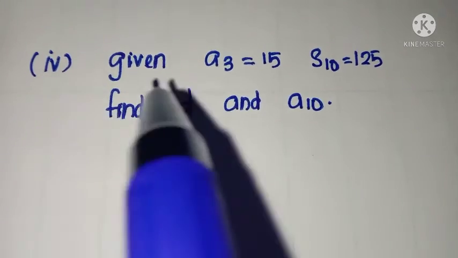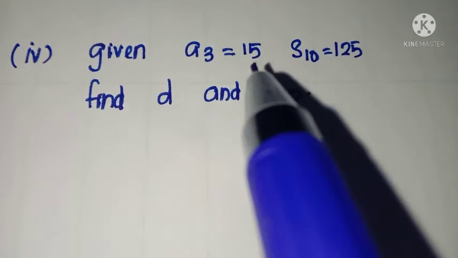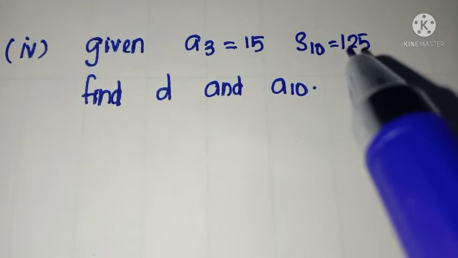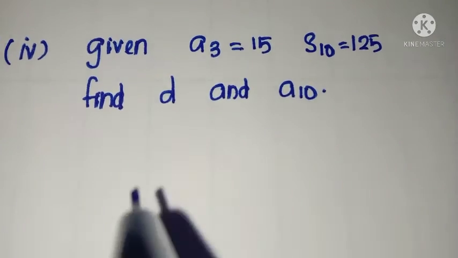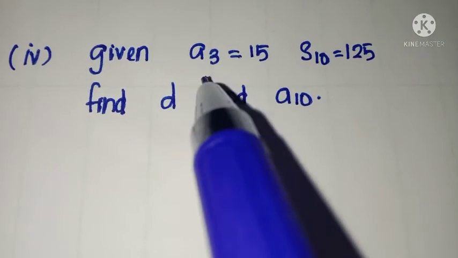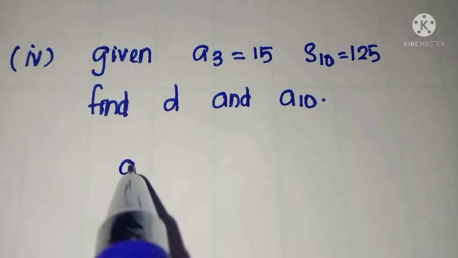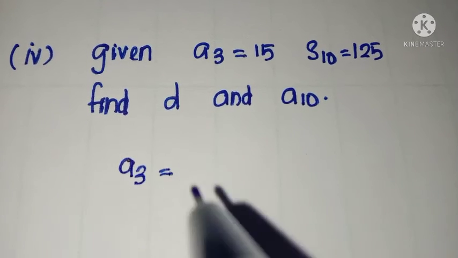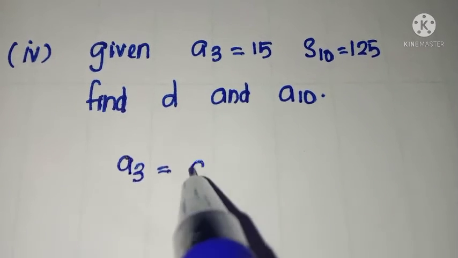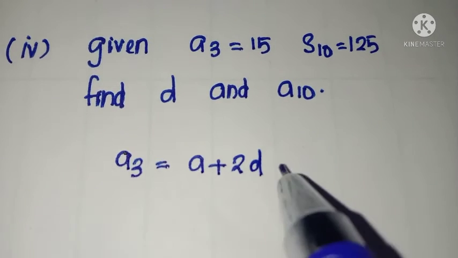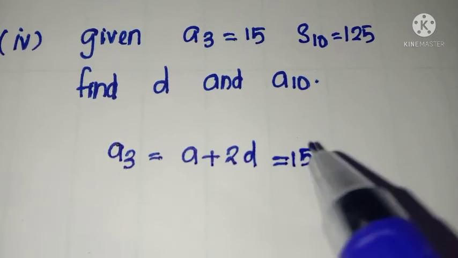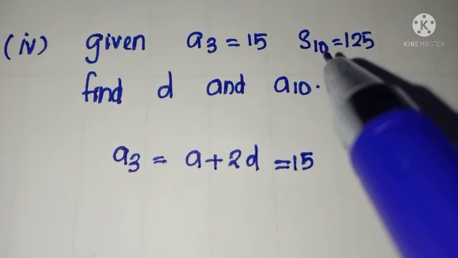Question number 4. Given that A3 is equal to 15, S10 equal to 125, then find D and A10. So listen, A3 means third term. Third term is given. A3 is equal to A plus 2D. That is equal to 15. Now S10.